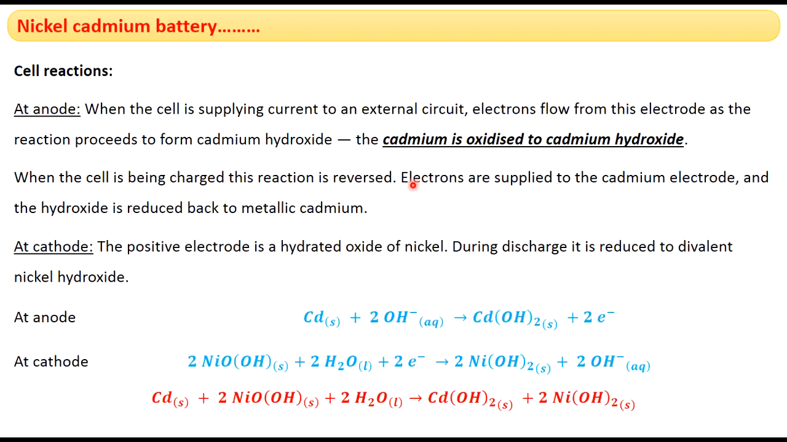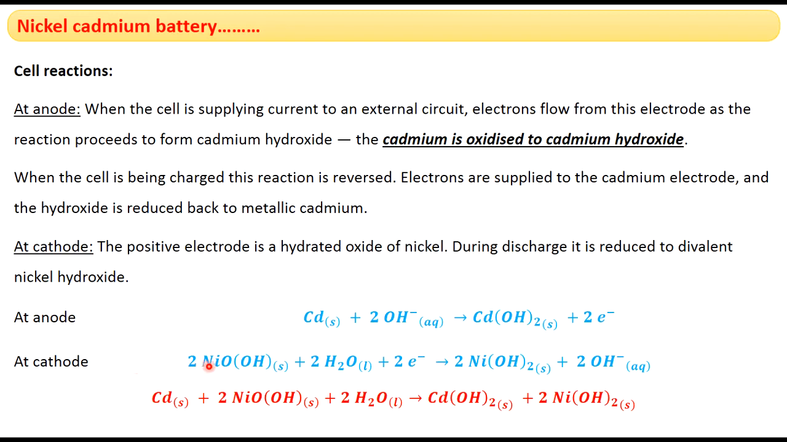And the cell reactions occurring in the battery are: at the anode, oxidation occurs. Cadmium undergoes oxidation. Cadmium solid plus 2 OH minus ions gives rise to cadmium hydroxide and 2 electrons. These OH minus ions, hydroxyl ions, come from the electrolyte. The 2 electrons produced at the anode flow through the external circuit and reach the cathode. The cathode is the mixture of nickel oxyhydroxide and nickel hydroxide.